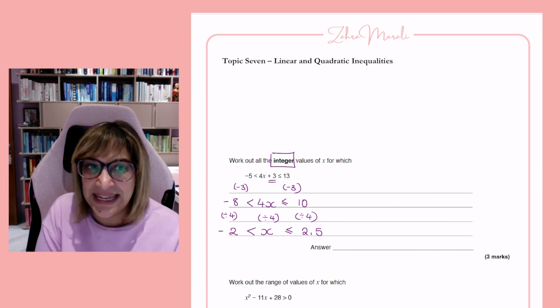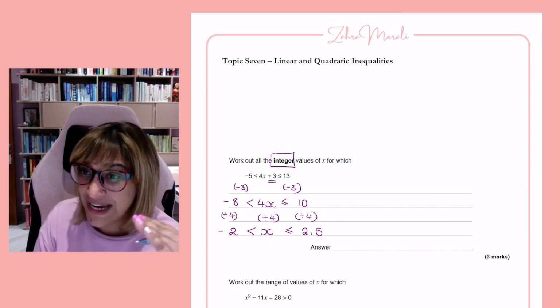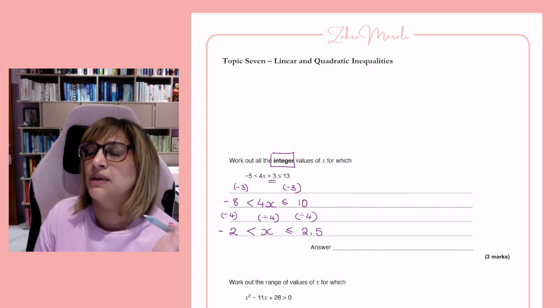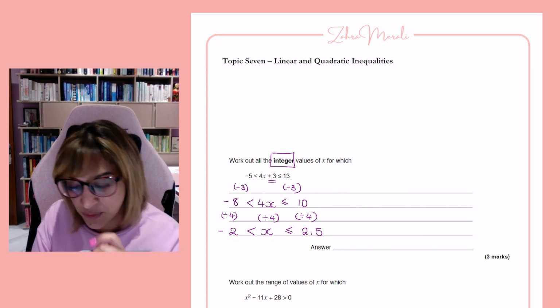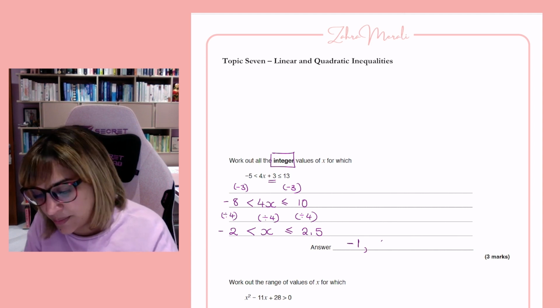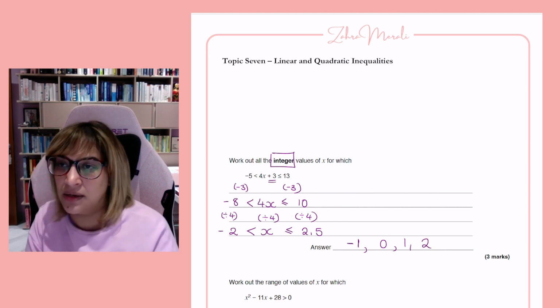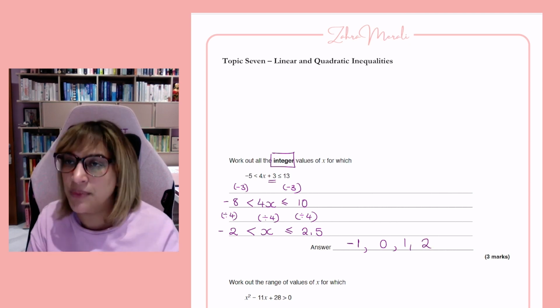And now we want to list all our integer values. So we know x is greater than minus 2, but not equal to, because it doesn't have the equal sign. So it's not going to be minus 2, it's going to be minus 1. Next one up, 0 is an integer. 1, 2, and I can't go any further. So those are all my integer values.